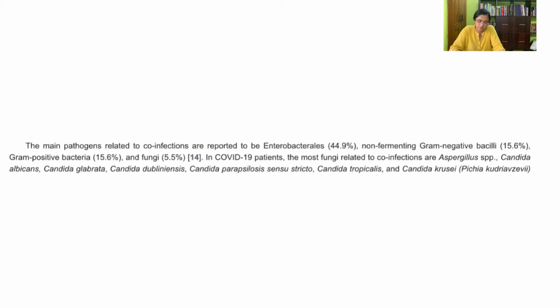Now you will be very interested or surprised to know that the most common fungus associated with COVID-19 was not actually mucormycosis, it was actually Aspergillus and Candida. But mucormycosis gained a lot of attention, especially in India, because the burden of mucormycosis in COVID patients was highest in India.